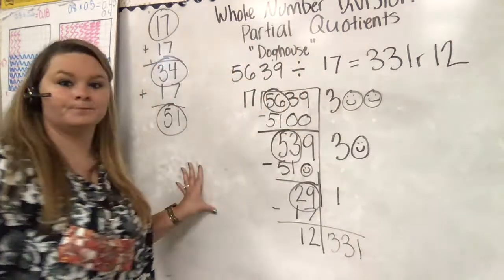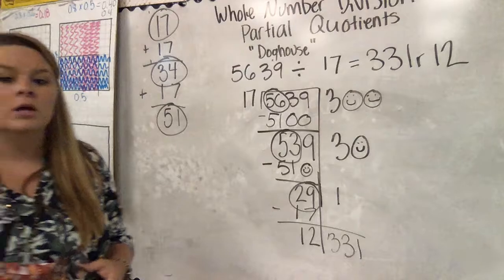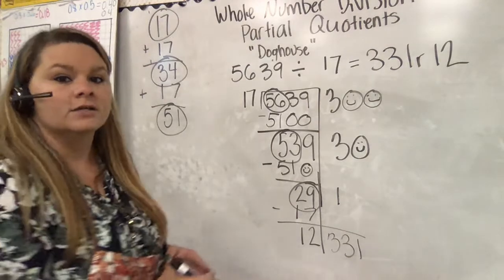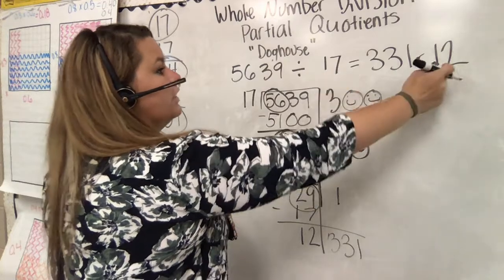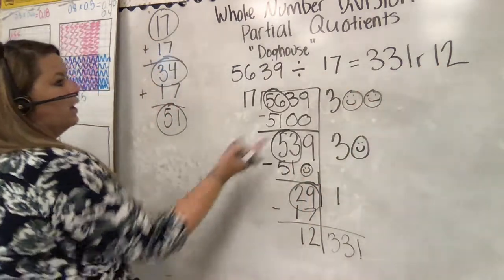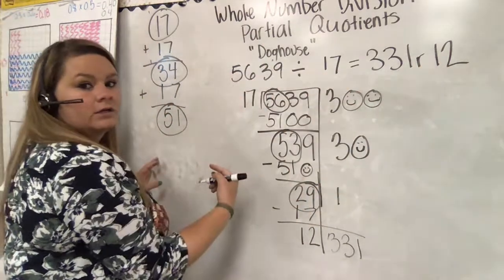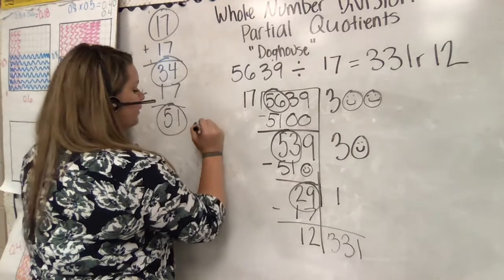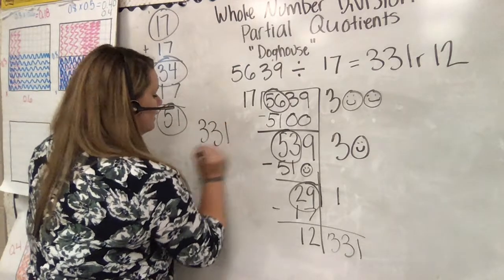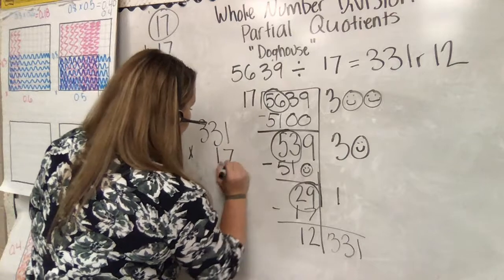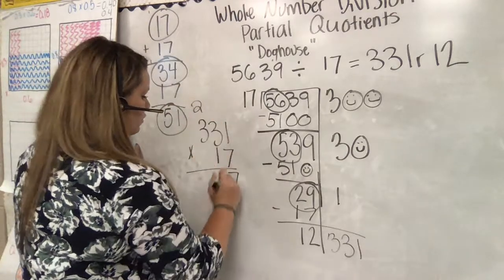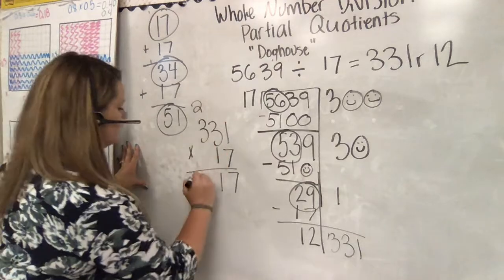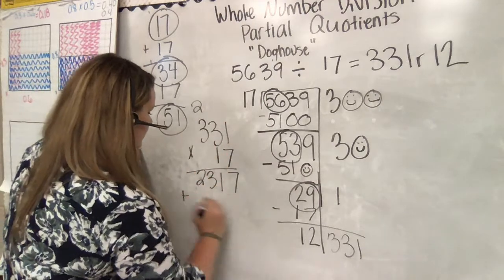Just like that. Okay, so now I need to multiply to check. So I can multiply 331 times 17 to check my answer, and then add the 12. And we would hopefully get this dividend. So I'm going to do that here. So we're just going to do 331 times 17. 7 times 1 is 7. 7 times 3 is 21. 7 times 3 is 21. Plus 2 is 23.